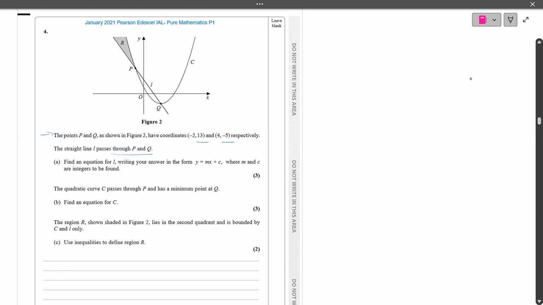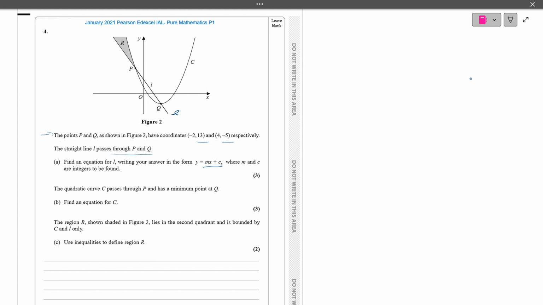Okay, this is line L, and this diagram is labeled with P and Q coordinates. It touches the curve at P and Q. Find an equation for L, writing your answer in the form y equals mx plus c, where m and c are integers to be found.